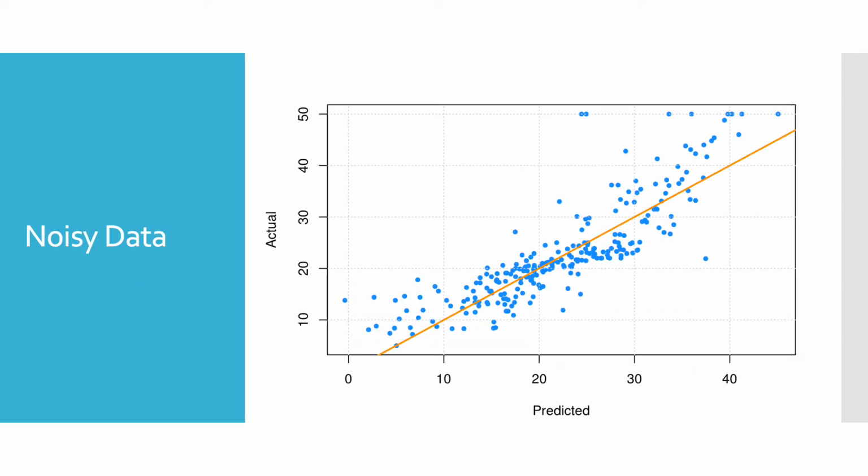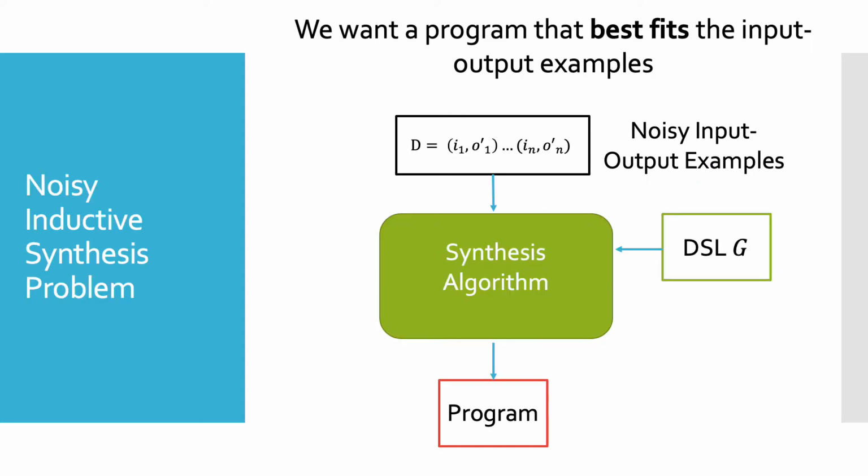But of course, the real world is not like this at all. In the real world, there is all kinds of noise in your data. Now, if you want to use program synthesis in the real world, we have to deal with noisy data. The first question is, what do we even want our program synthesis algorithm to return? Clearly, we do not want a program which satisfies all input-output examples, because some of them may have noise. What we want instead is to find a program which best fits the given dataset.